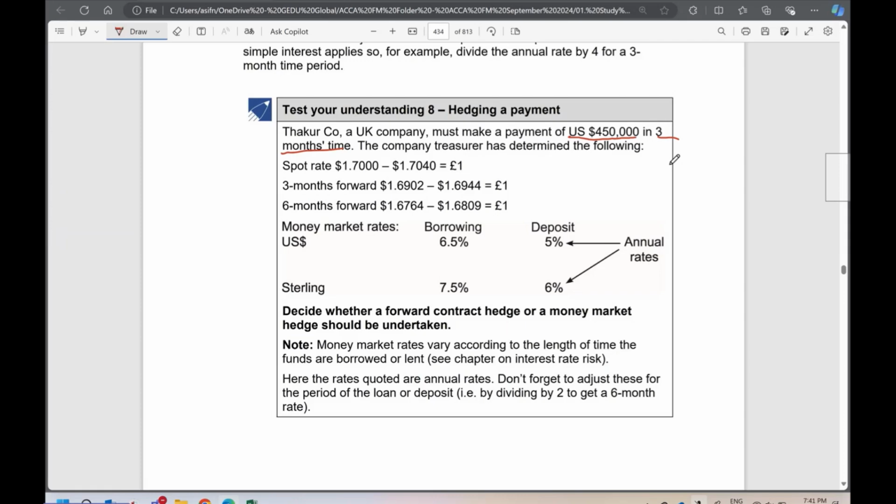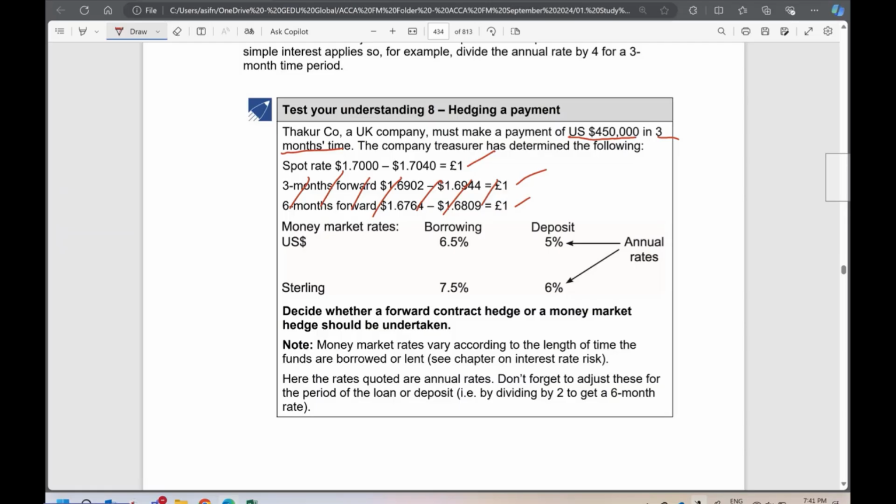The company treasurer, finance department, treasury department, has determined the following: spot rate today, 3 month forward rate, 6 month forward rate. Look, forward rates they always give us for confusion. In money market hedge, we never use forward rate at all. In money market hedge, we will make the exchange, we will convert the currency into foreign currency today, whether it's a receipt case or a payment case. Right now we're discussing the payment case.